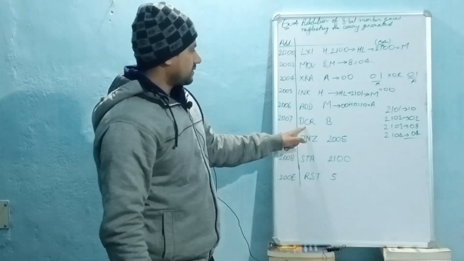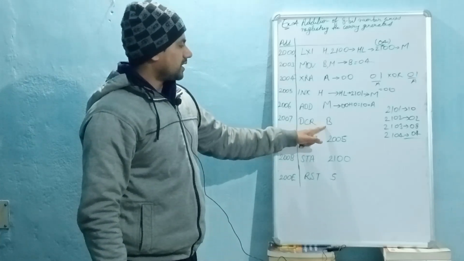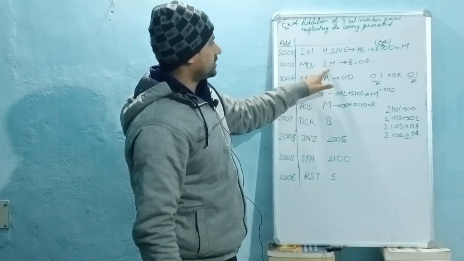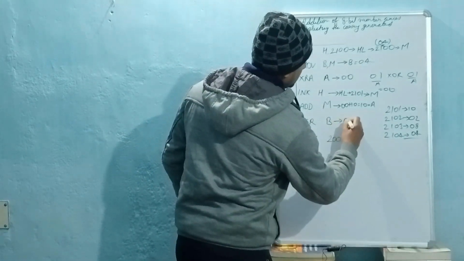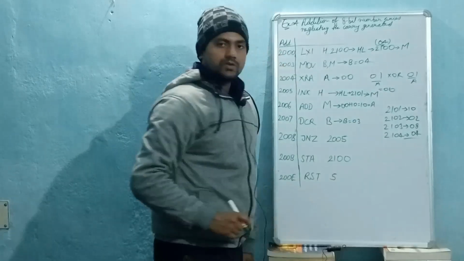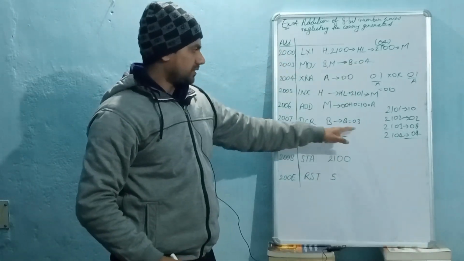Then the next instruction given, decrement B. Decrement B means decrement the content of the register B. So in the register we have 04, so here we will get B equals 03. Okay, because here it was 04, when we decrement then we get 03.